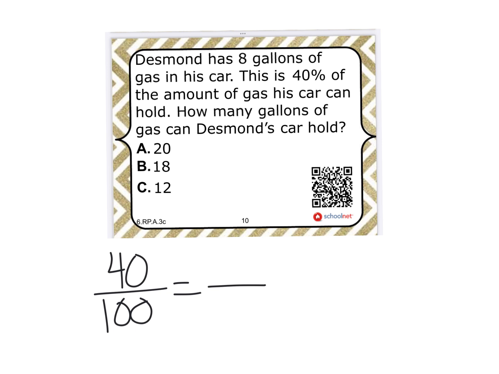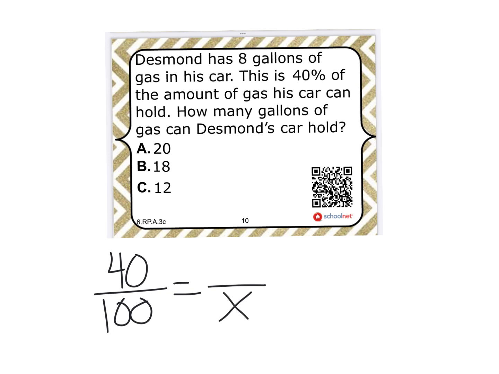Well, Desmond has 8 gallons of gas in his car. Let's look at the question. It says, how many gallons of gas can Desmond's car hold? So we don't know the total amount. So that means that X is going to be on the bottom.